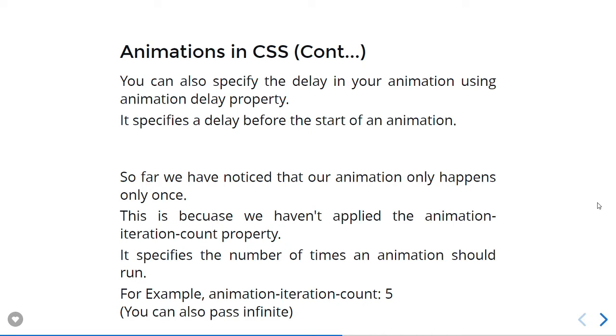So far, we have noticed that our animation happens only once. This is because we have not applied the animation-iteration-count property. It specifies the number of times an animation should run. For example, animation-iteration-count: 5. You can also pass infinite.